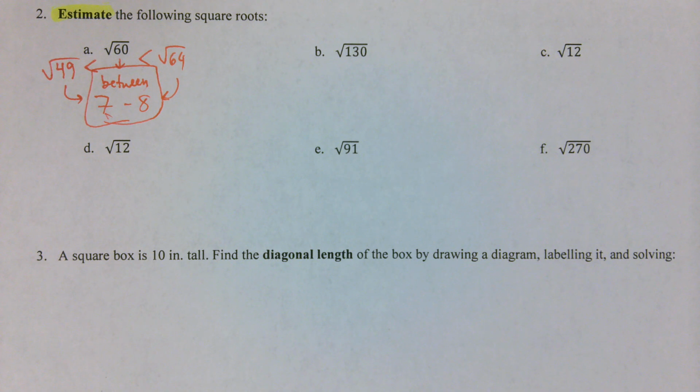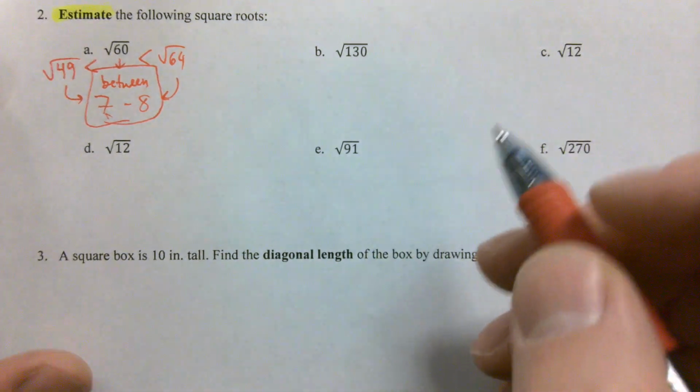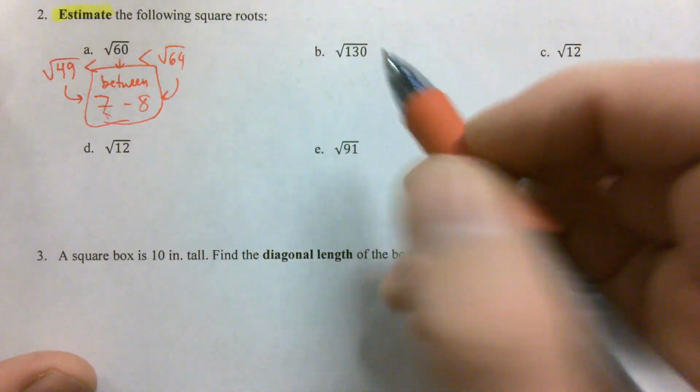Because if we put root 60 in the calculator, it's going to be like 7.5, something like that, which is in between 7 and 8. It's a way for us to figure out what number it is without actually figuring it out. All right, let's go over these so we make sure we got them all right. Where would 130 fall between?